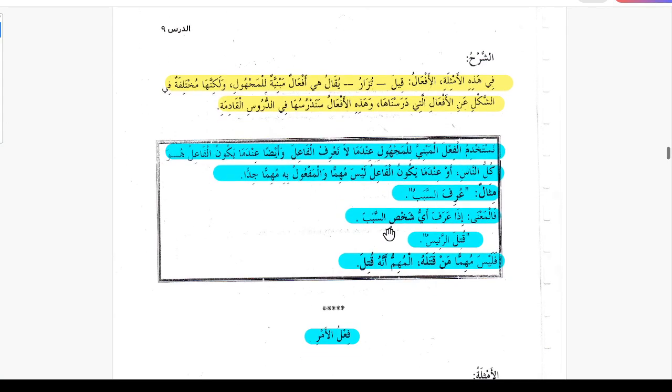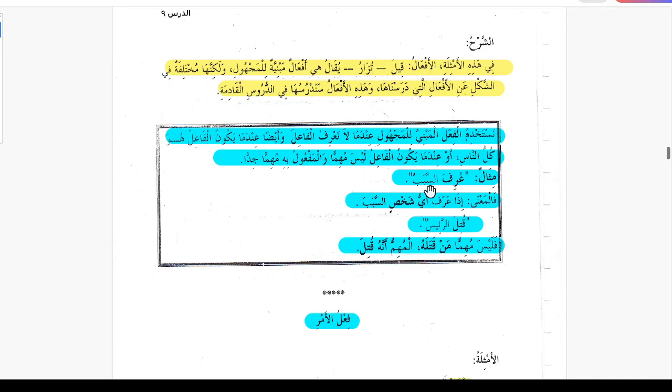So this is the summary of the passive form of the verb. We use the passive form of the verb when we don't know the doer. And also when the doer is everybody, when everybody is the doer. Or when the doer is less important and the object is very important, and the doer is less important, then we use the passive form of the verb. Here are some examples.